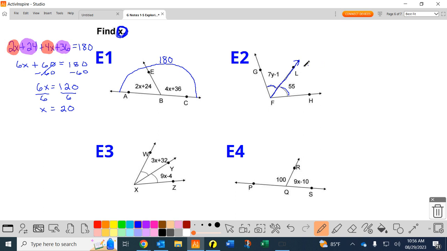Because of that, I can set these two amounts equal to each other. 7y minus 1 equals 55. I'm going to add 1. 7y is going to equal 56. No, I get 9 times 6 and 8 times 7 mixed up. This is 8, right? y equals 8. 56 divided by 7 is 8.